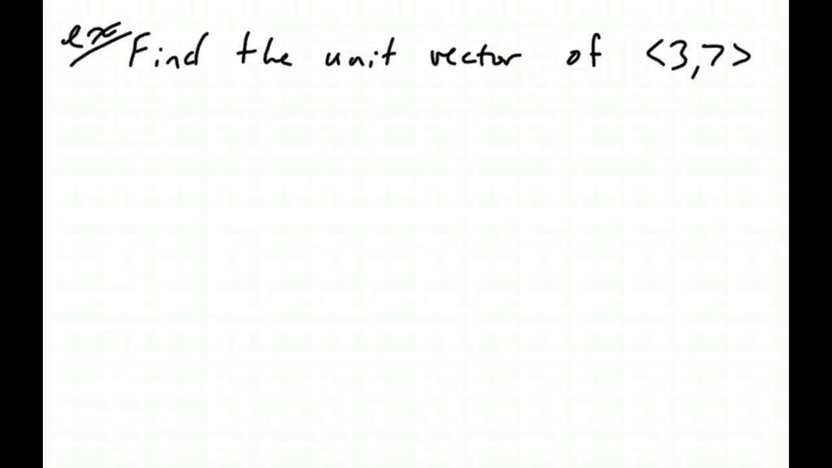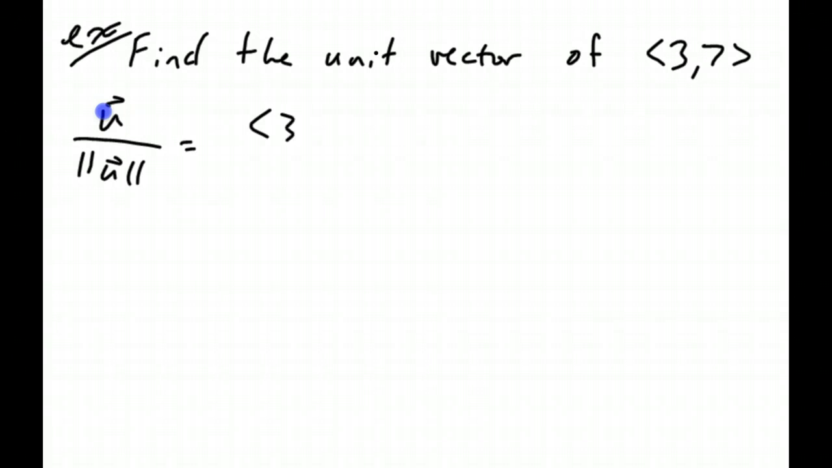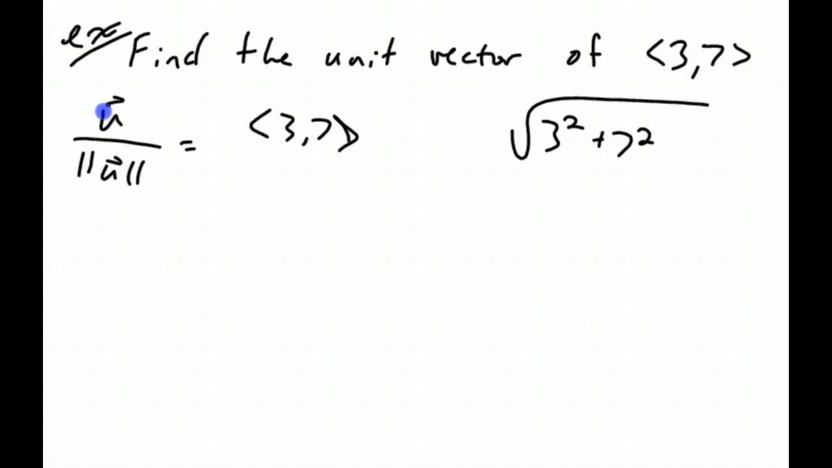So I'm going to take the vector, whatever vector that is, and divide it by its magnitude. Well, I know that the vector is 3, 7. To find the magnitude, I can take the square root of 3 squared plus 7 squared. So this is 9 and 49, which makes 58. And I'm going to divide this by the square root of 58.